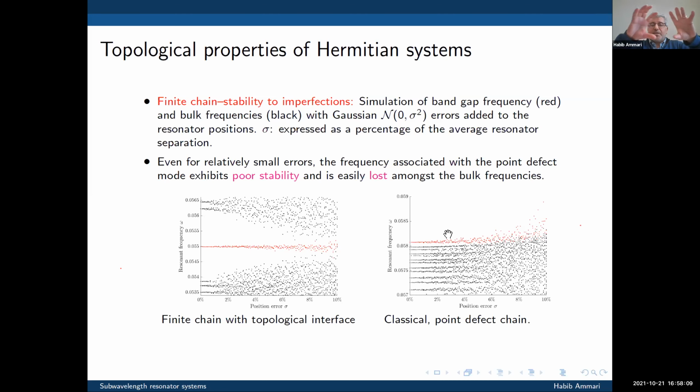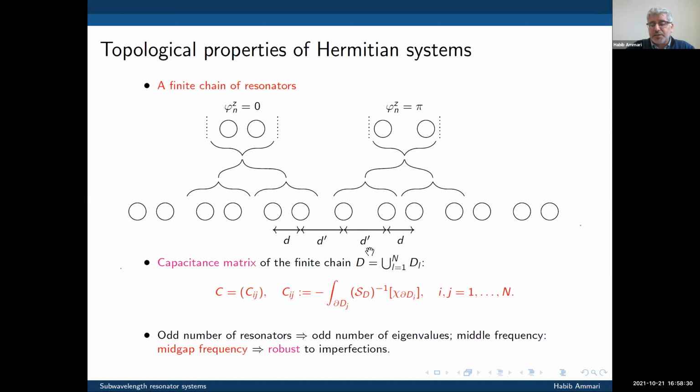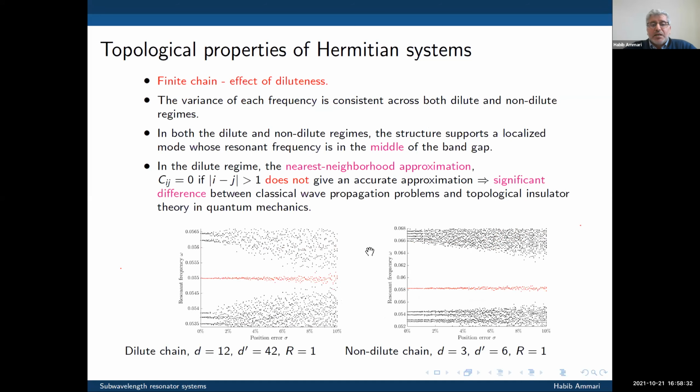While if you take a chain of resonators and you change one of the resonators' size, you will get a defect mode. But that defect mode, its stability is really poor. It can be easily lost among the other eigenvalues. So these computations are done for a finite chain. Right, very good.